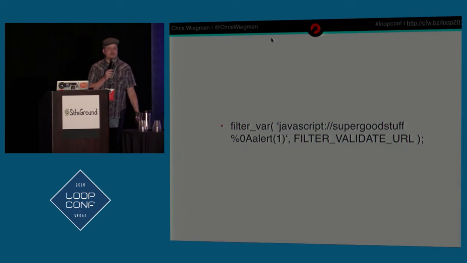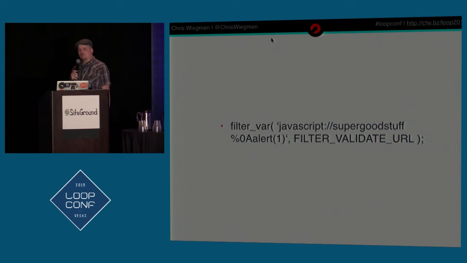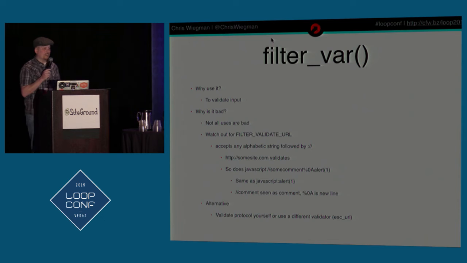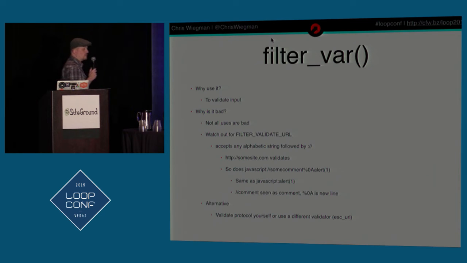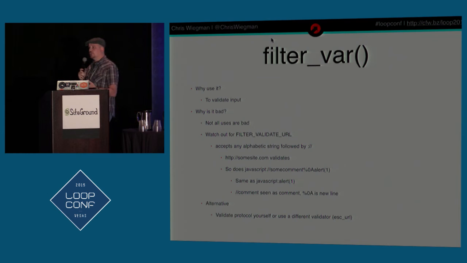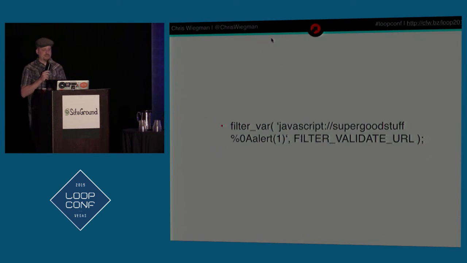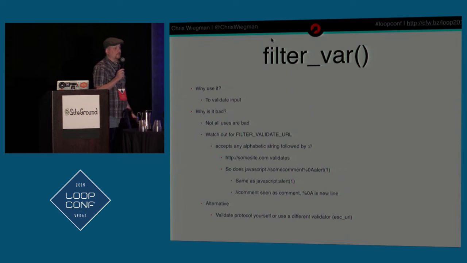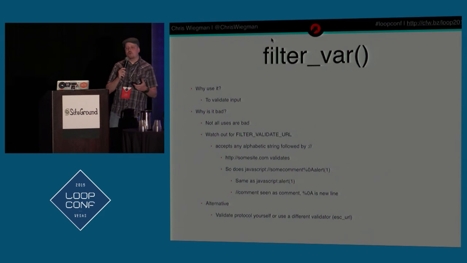Filter var, another common one. By default, PHP tries to validate a URL. The problem is PHP doesn't care what protocol the URL has, whether it's HTTP, HTTPS, JavaScript, or something else. In the case of my example here, I'll jump back for a second. JavaScript, whatever it is, alert 1. That is a valid URL, according to PHP. So it's an example of watching what's going on.